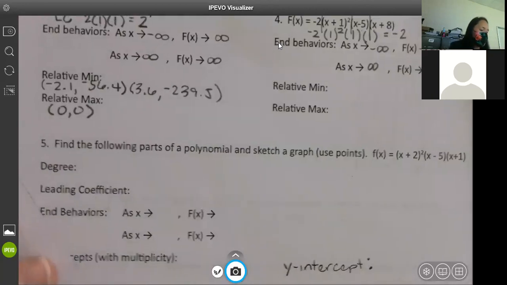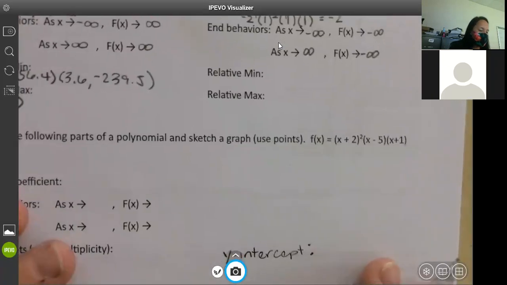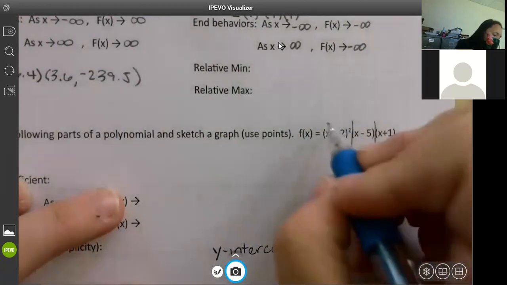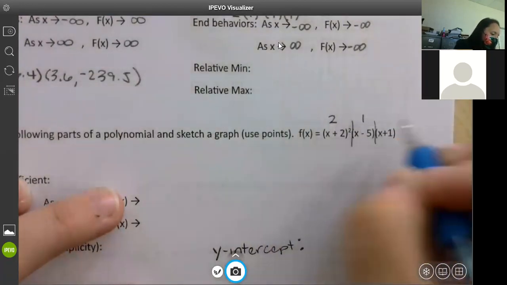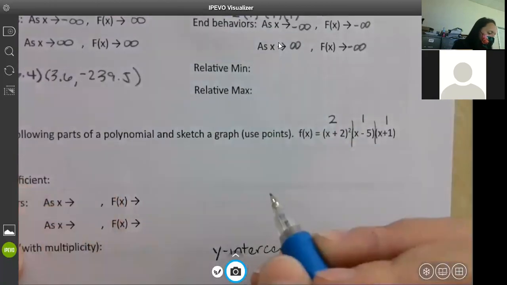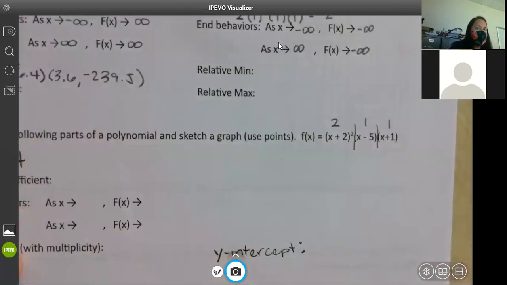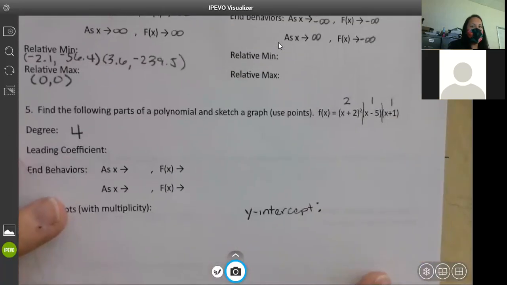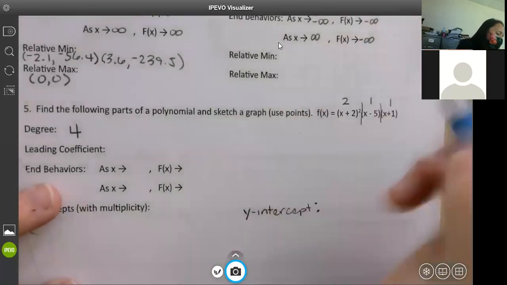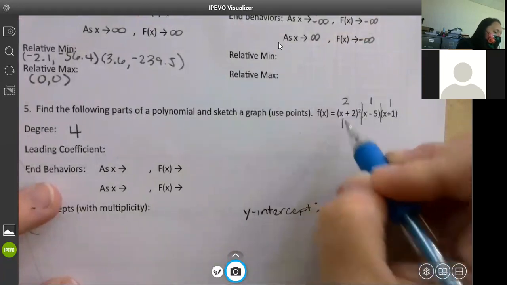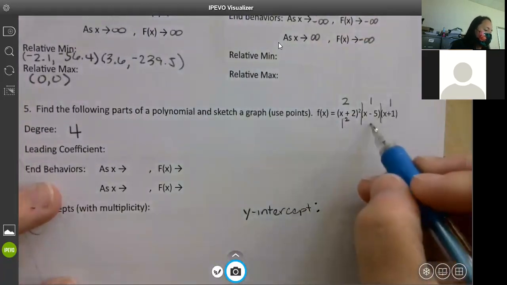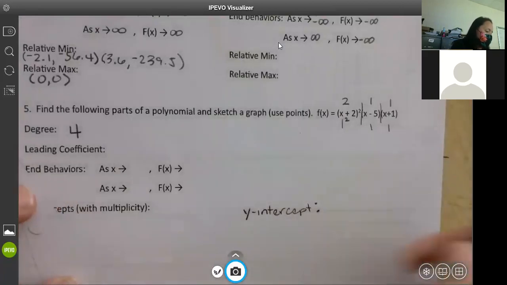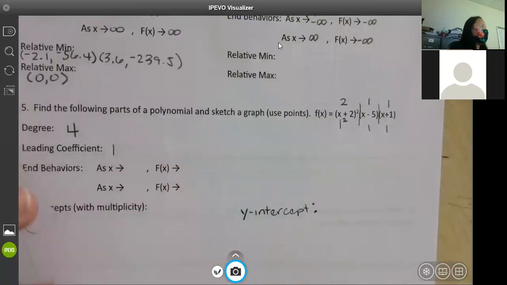All right, so what is your degree? We do it again. What's your degree of your first term, degree of your second term, and your third term, which gives you a degree of 4. Try to get all that in here at one time. There you go. Leading coefficient, what's your leading coefficient right here? 1 squared. Good. What's your leading coefficient in the middle? And your other one? 1, which gives you a leading coefficient of 1.